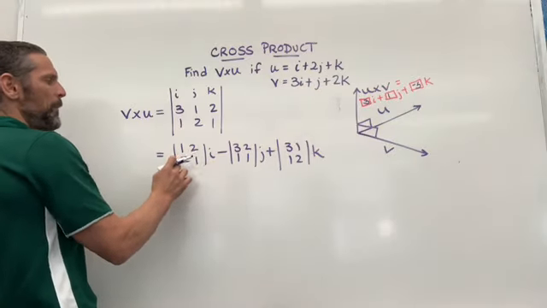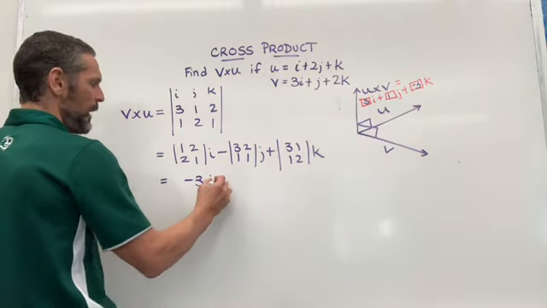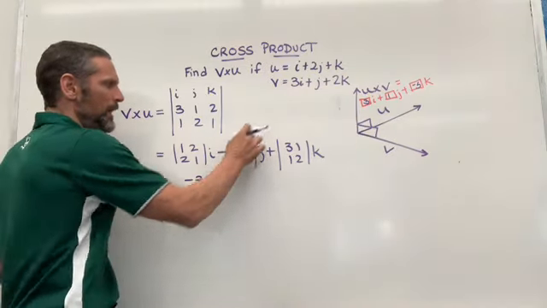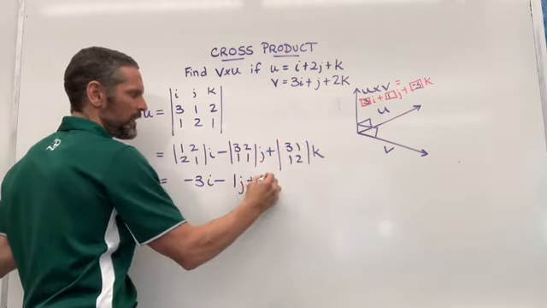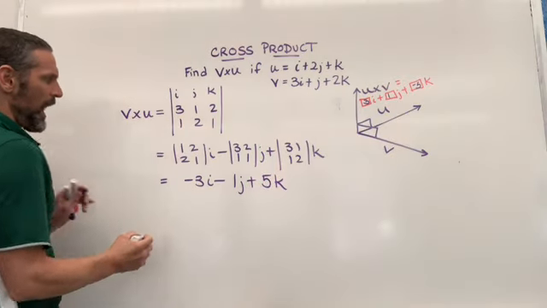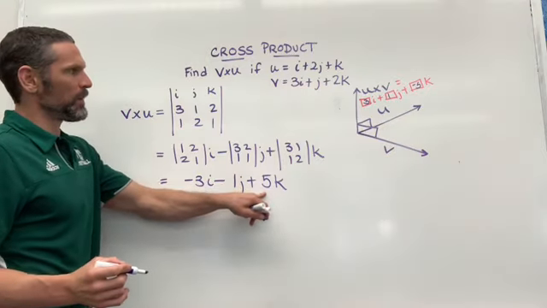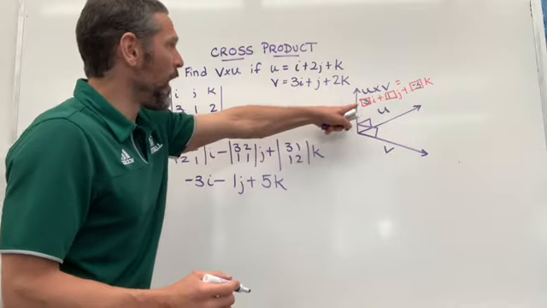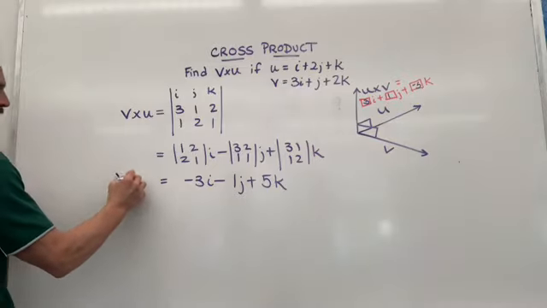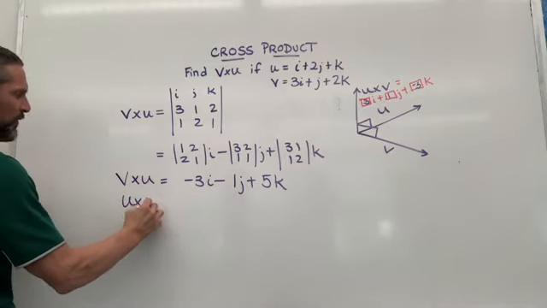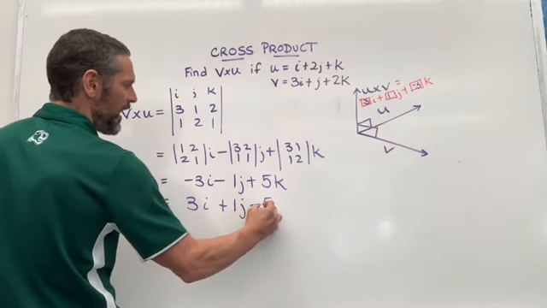1 times 1 is 1, minus 2 times 2. 1 minus 4 is negative 3i, minus down products 3 minus up products 2 is 1j, plus down product 6 minus 1 is 5k. So I get negative 3i minus 1j plus 5k. What? Look at that! My original u cross v was 3, 1, negative 5. So here is v cross u. Let's compare that to u cross v, which we got 3i plus 1j minus 5k.